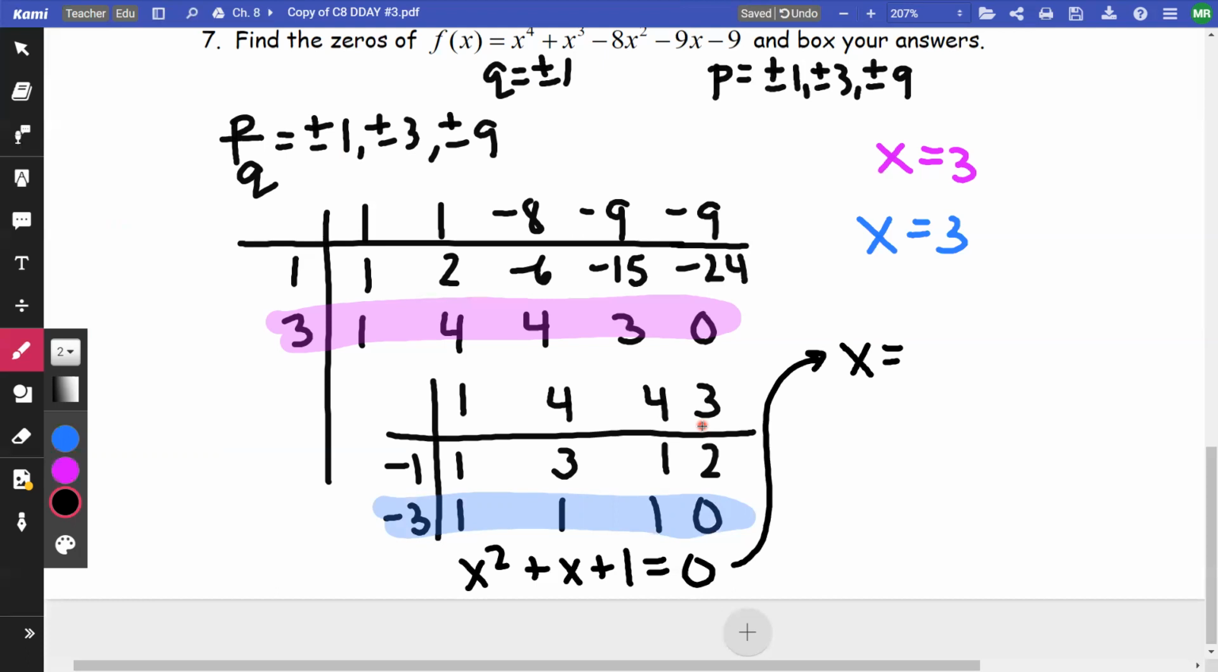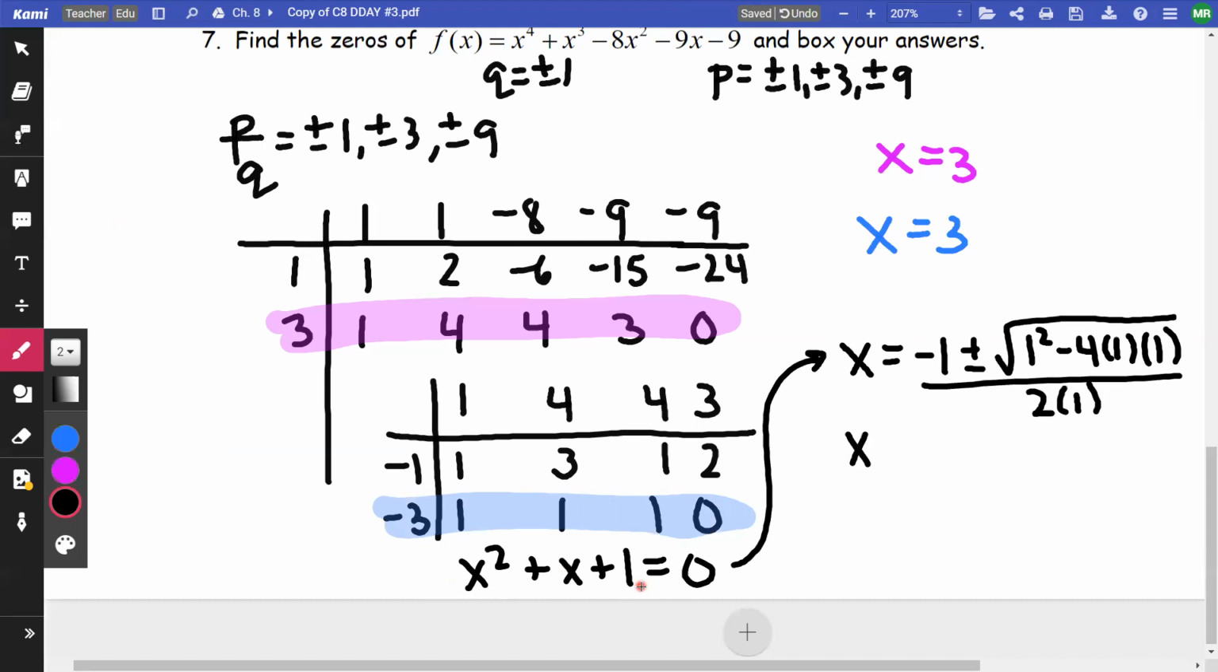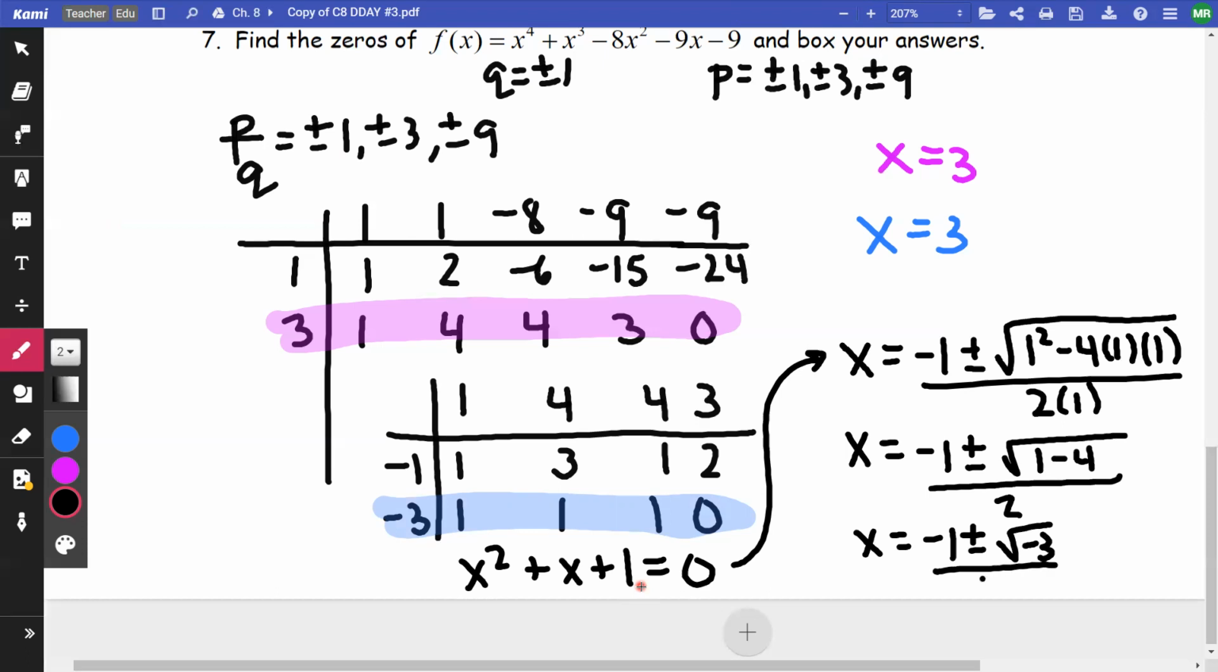So x is equal to negative b. My b is 1, so it's -1. This is my b right here. Plus or minus the square root of b squared, which is going to be 1 squared, minus 4 times my a, which is this one right here, times my c, which is this one right here, all over 2 times my a, which is 1. So I get x is equal to -1 plus or minus the square root of 1 minus 4 over 2. I do that math. I get -1 plus or minus the square root of -3 over 2.